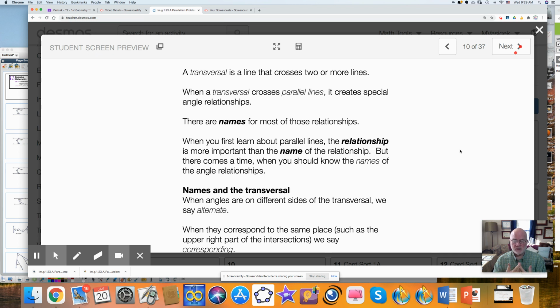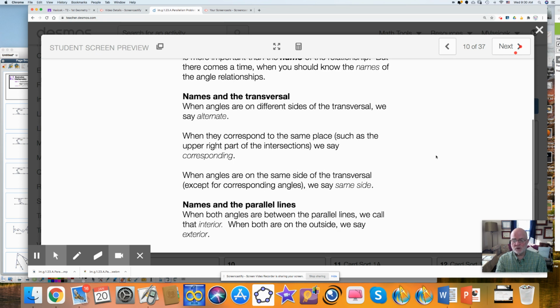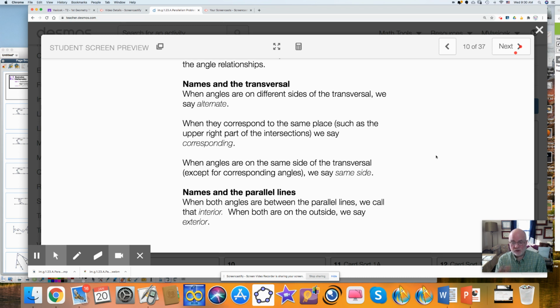And this next little exercise is a sorting exercise where you actually use the names. If you start with the transversal and the angles you're looking at are on either side of the transversal, we call those alternate. If they're on the same side, we call them same side, unless they are corresponding. If they're corresponding, that is, in the upper right-hand corner of where the transversal is crossing each of those parallel lines, that would be corresponding.